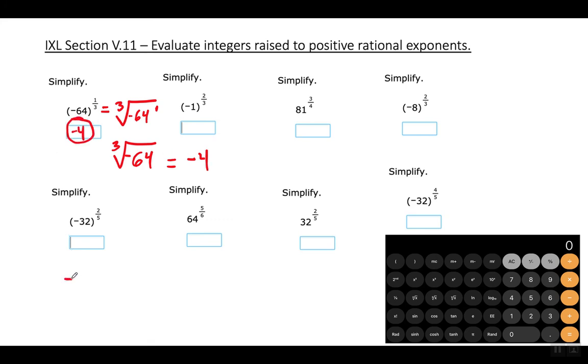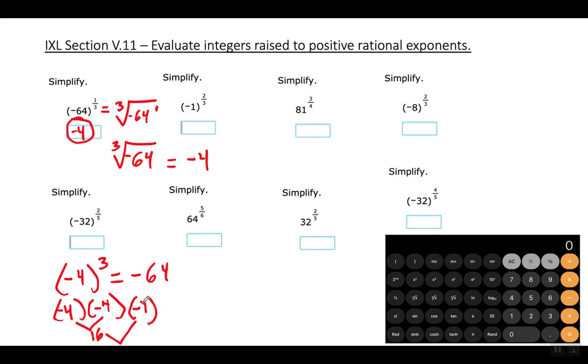Again, the cube root means what number to the third power equals negative 64. Negative 4 to the third power equals negative 64, because negative 4 times negative 4 gives you positive 16, and positive 16 times another negative 4 will give you negative 64.